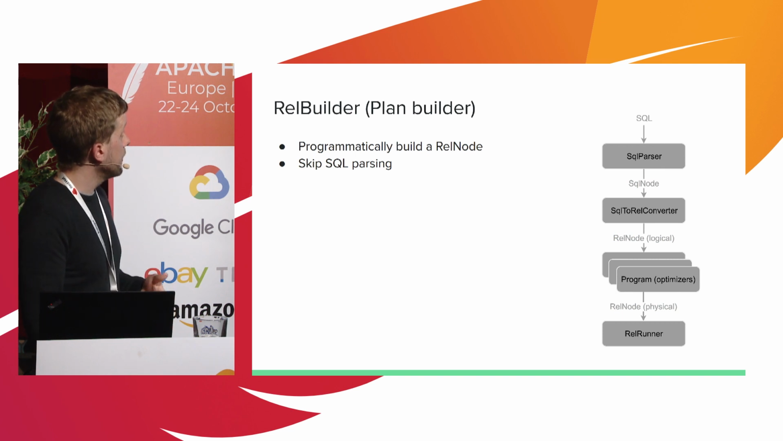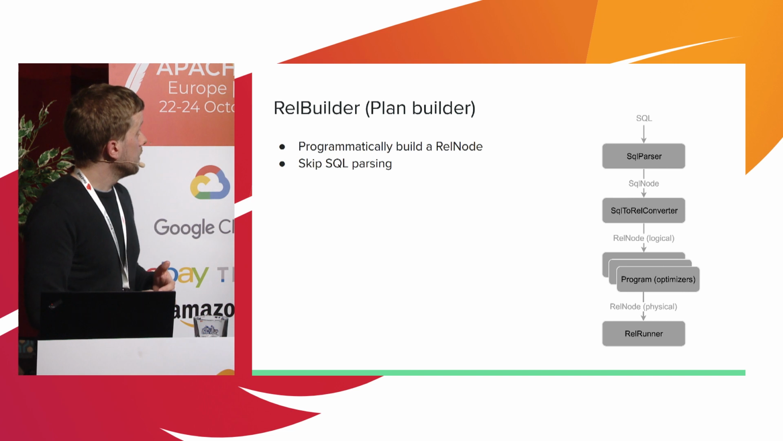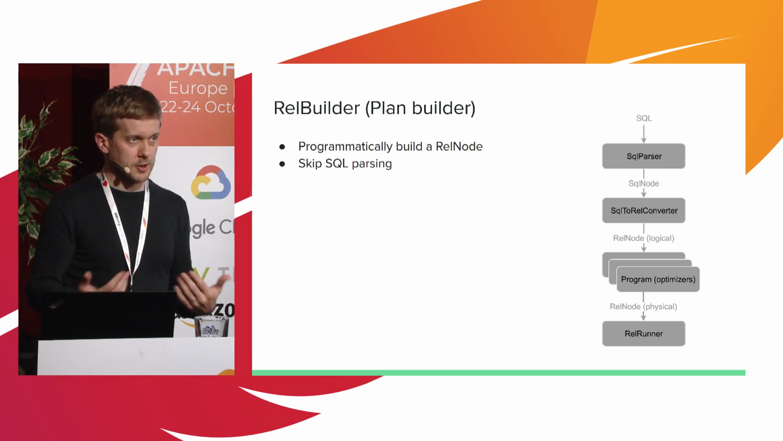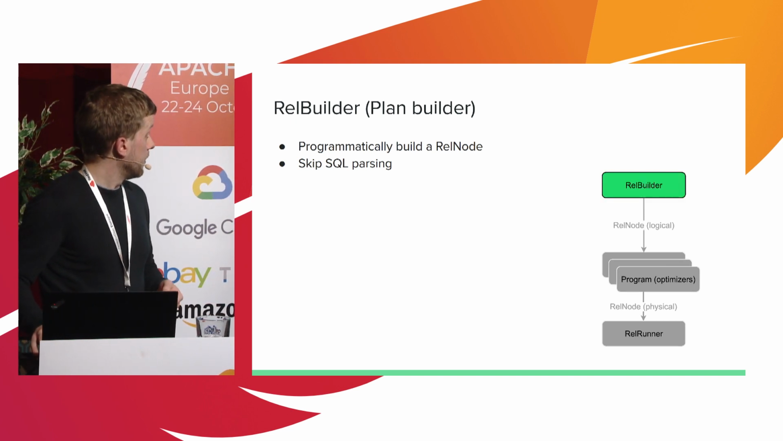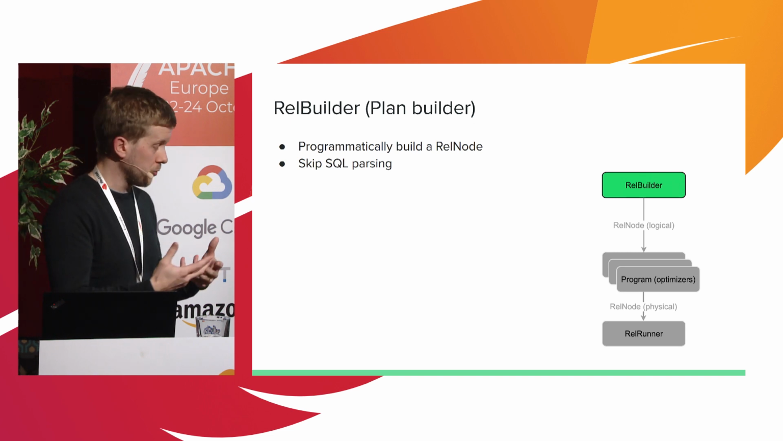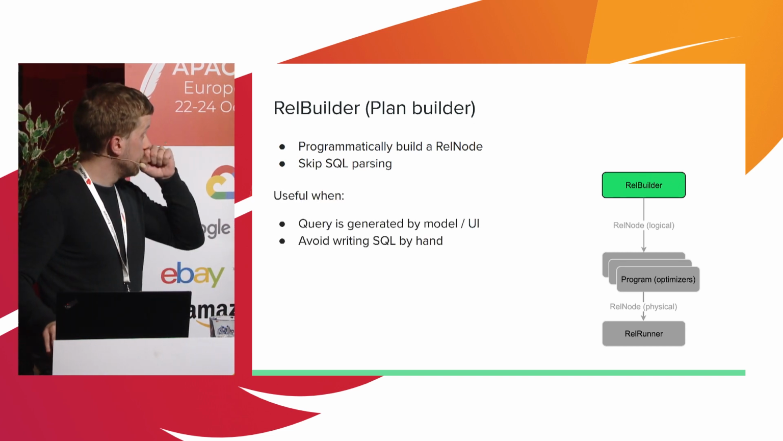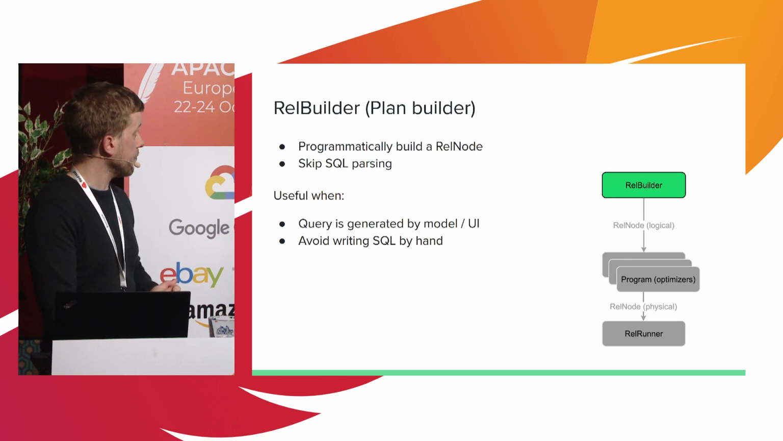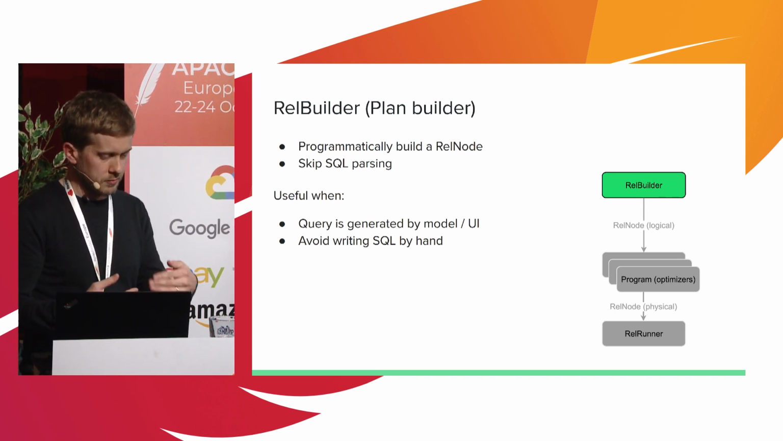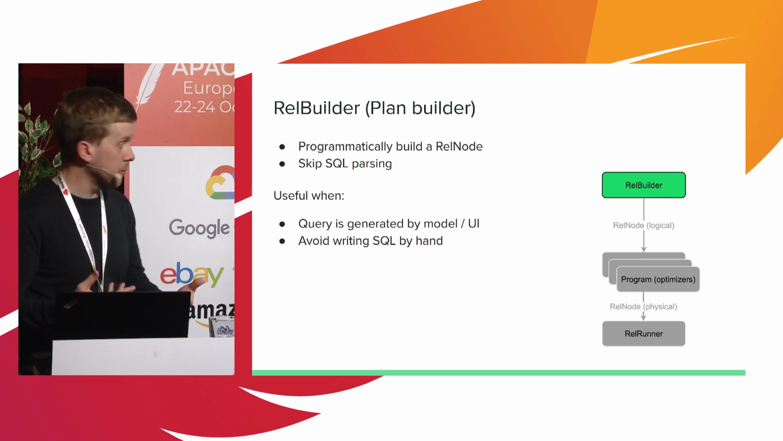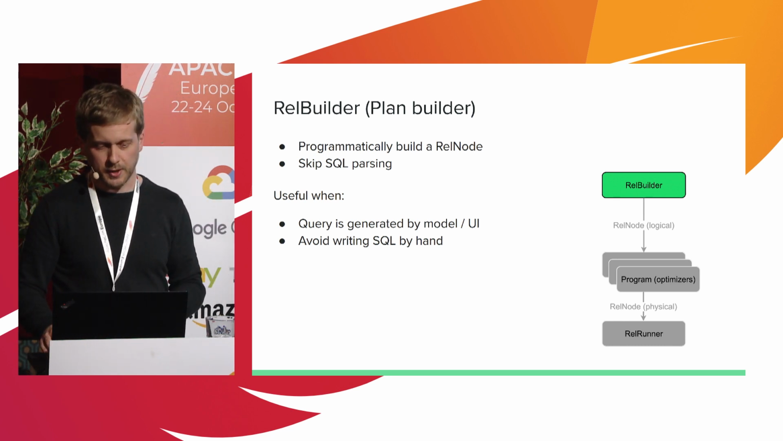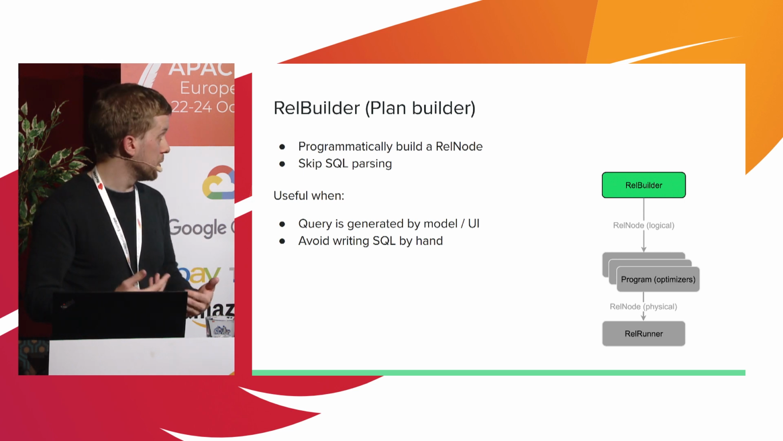And then we've got a plan builder, which is called the RelBuilder inside of Calcite. There are certain use cases where you want to go directly to a plan. You basically don't want to provide a SQL interface at all, perhaps, in your specific use case. So it replaces those top two stages with just a RelBuilder that goes directly into a logical plan. This might be useful if your query is generated by some kind of model, some user interface that's doing a bunch of steps to get to defining a query, or you just want to avoid writing SQL by hand. You can basically use this builder to do something programmatically, which is then potentially type safe as well.